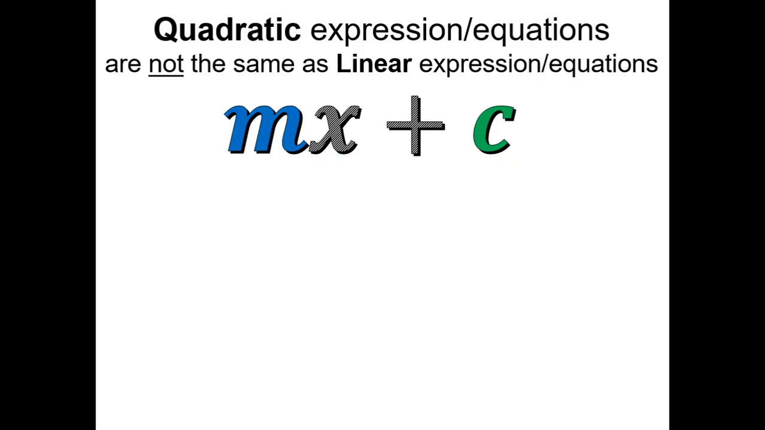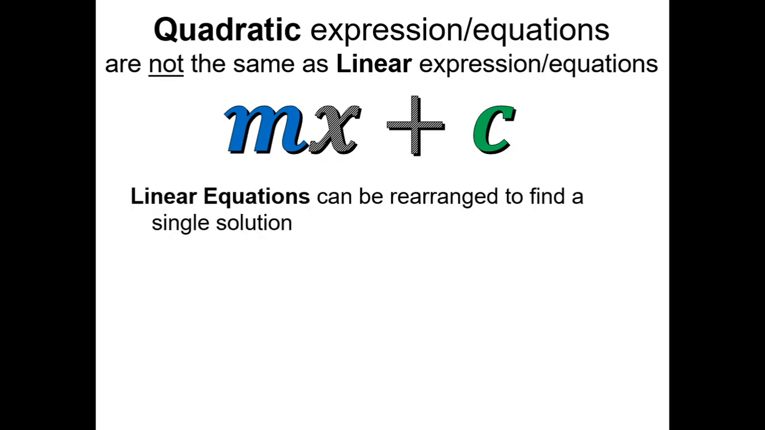We'll look at the graphs as well in a minute, but I first want to have a look at the algebra behind it. Linear equations can be rearranged to find the solution, and it's just a single solution. So when I've got an equation like 4x minus 7 equals 5, and I want to find out what x is, I can rearrange that to get x by itself by moving all the other values to the other side, and when x is alone, I know its solution, I know its value.